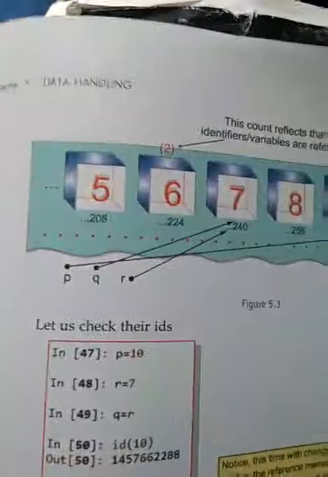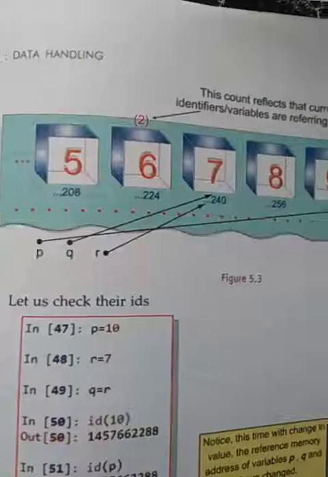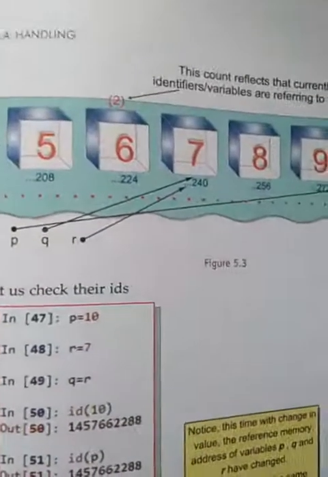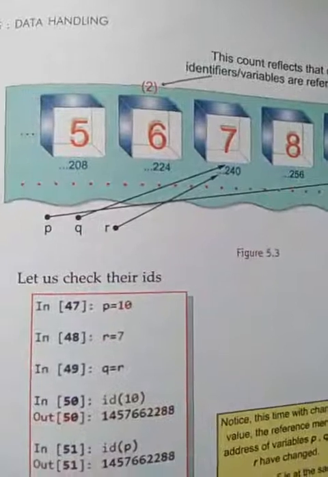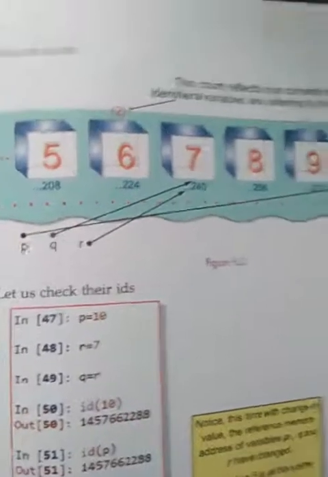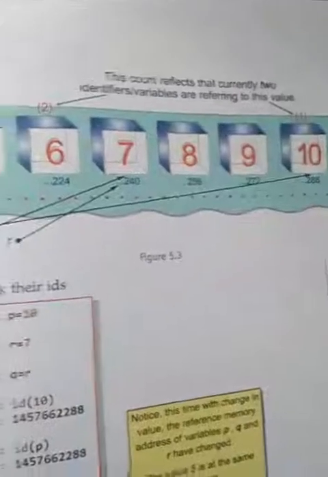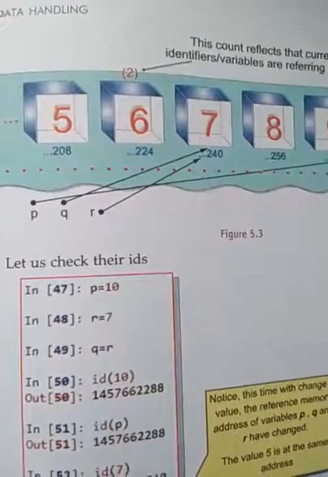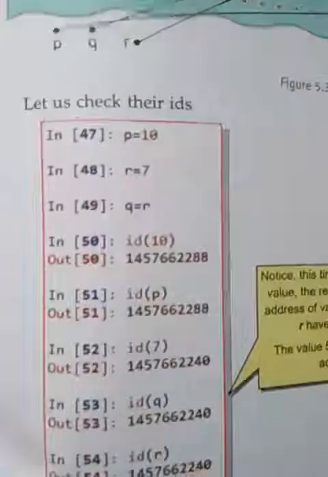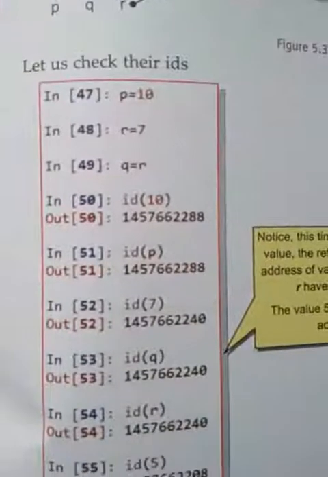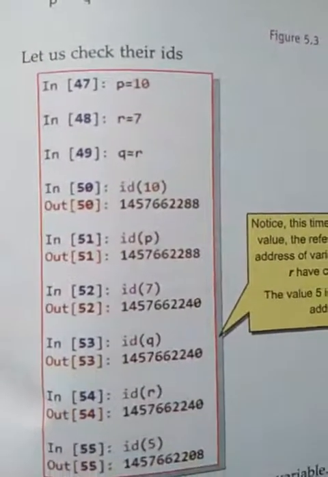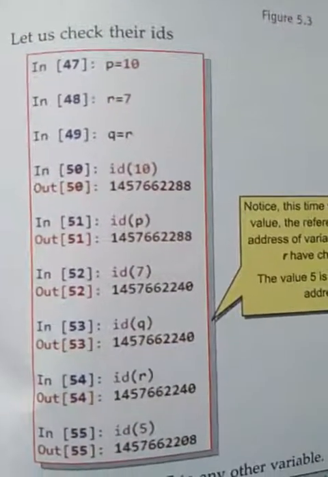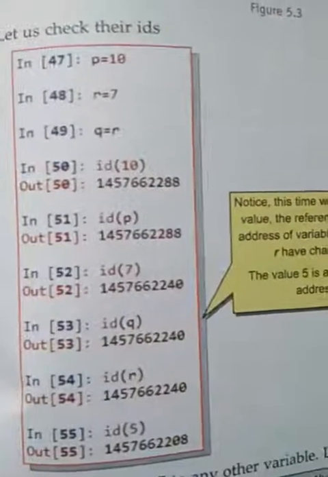Whereas in the second assignment, these addresses will be changed. They will not change on the same location. So p represents the 10 location, and q and r represent the 7. So when we are printing, the addresses will become different. The address of 10 and p is the same, whereas 7 and q and r are the same.